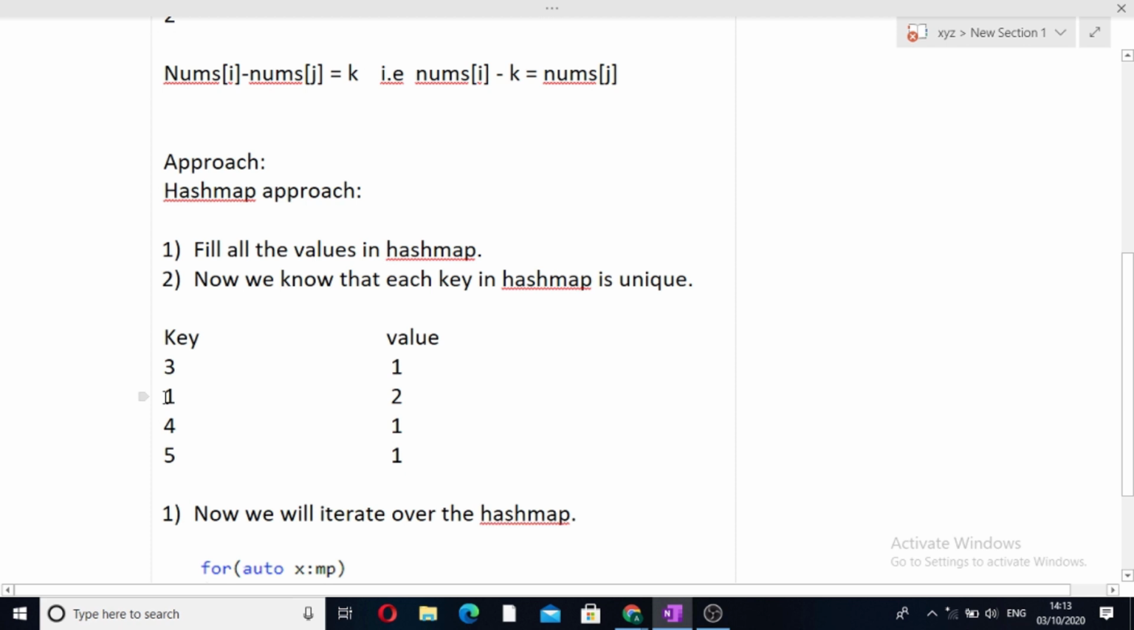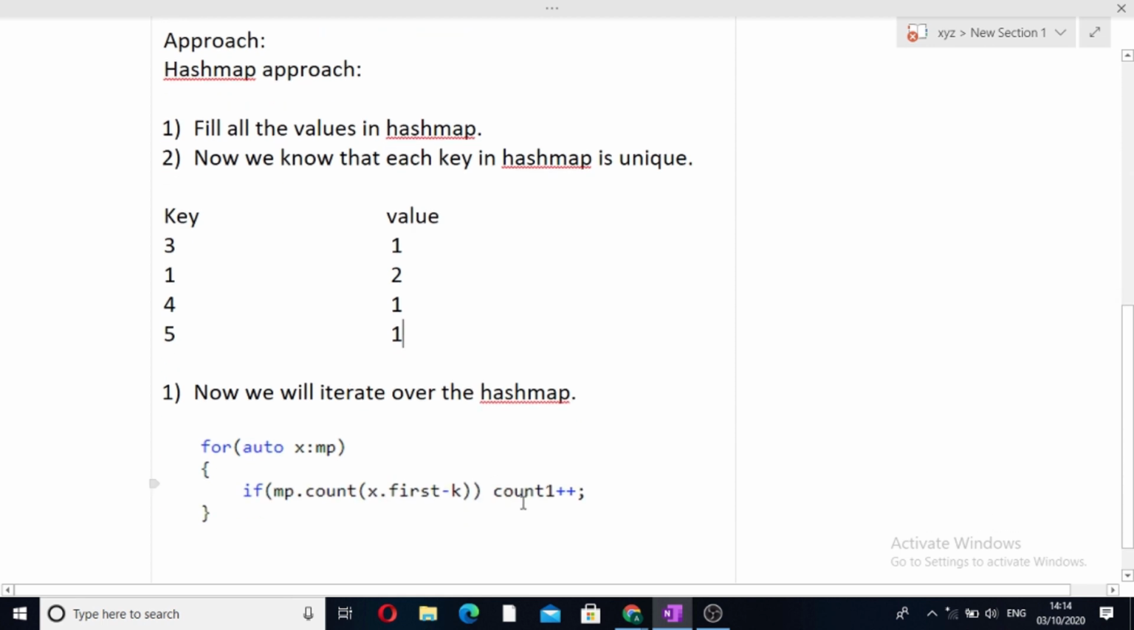Now at another iteration 1 will come. Now we will see whether 1 minus 2, that is minus 1, exists in the hash map or not. So we can see that minus 1 does not exist. So we will not increment our count.